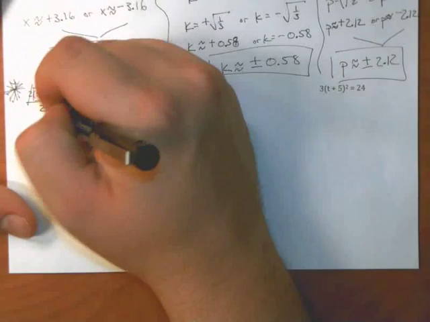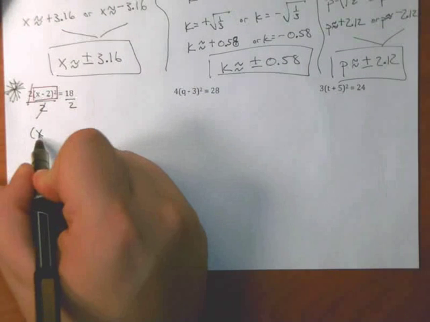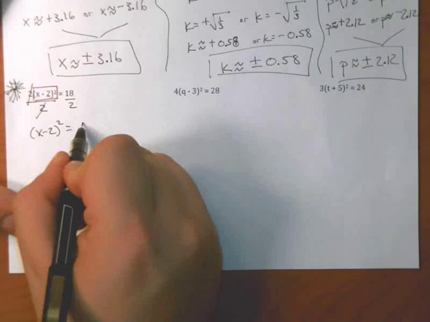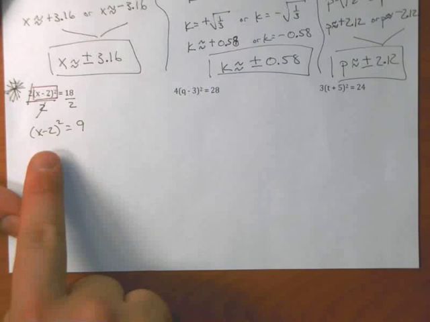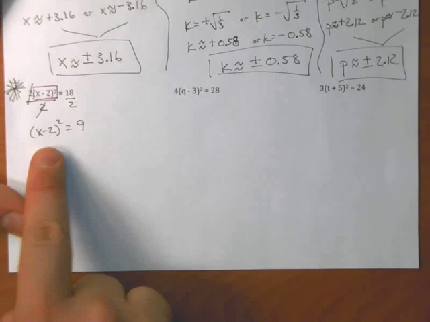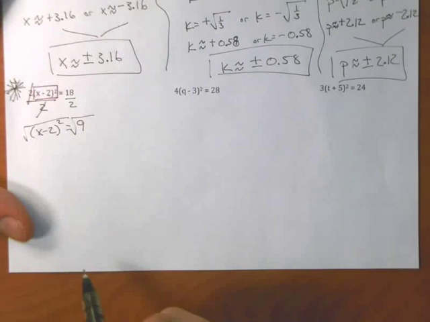So I have a 2 times that group. I want to divide both sides by 2 to get rid of the 2 on the outside. So this is really x minus 2 squared equals 9. Now I've got what's being squared by itself.